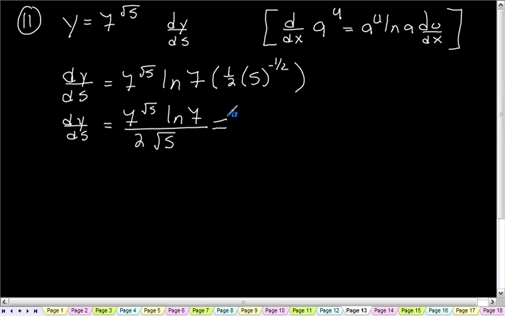So what we do is we multiply the top and the bottom by radical s. If we do that, we're left with 7 to the radical s times radical s times ln 7 over 2 radical s times radical s. Again, we multiply the top and the bottom by radical s, which we're allowed as long as we do the top and the bottom. Radical s times radical s is just s. That is the final answer.